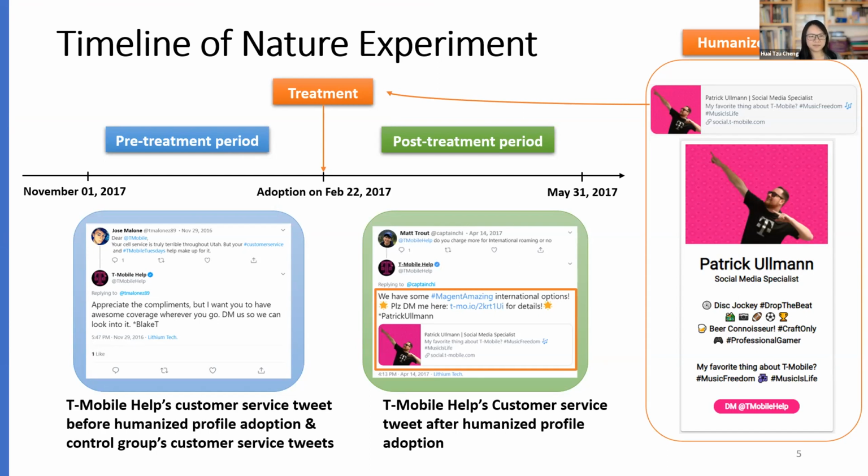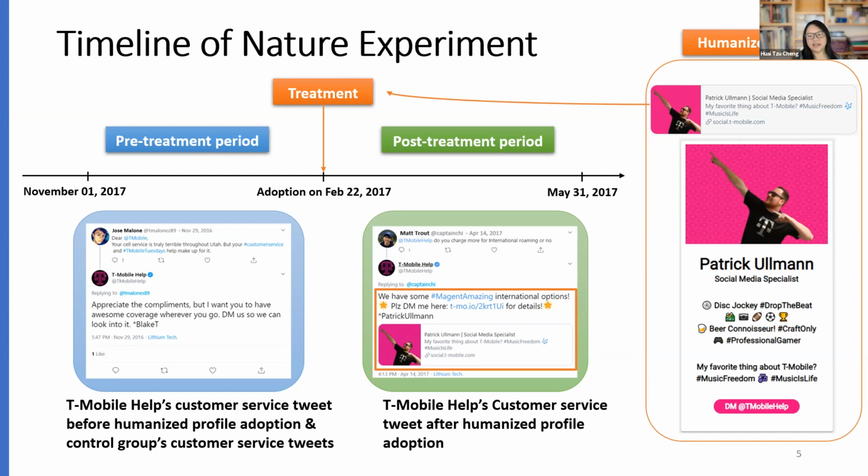And on the left side, you can see a customer service tweet in the pre-treatment period. In the pre-treatment period, customers could only see the T-Mobile logo and an agent's name or initials on the customer service tweet. And all control groups' customer service tweets look like this. And on the right side, you can see that in the post-treatment period, T-Mobile Help's customer service tweets display a profile with personal identity information, including an agent's profile picture, full name, and short biography. So if a user clicks the profile, the user can see more detailed information about the agent.